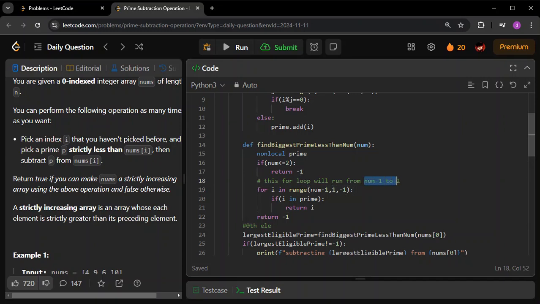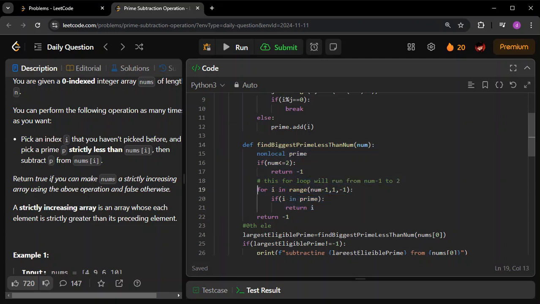It will go from num minus 1 to 2, right? It will check whether the I is in the prime set or not. If it is in the prime set, that means I found a number I, which is less than num, but it's the biggest prime number. So the biggest prime number less than num is going to be returned by this particular function. I'm going to return I here.